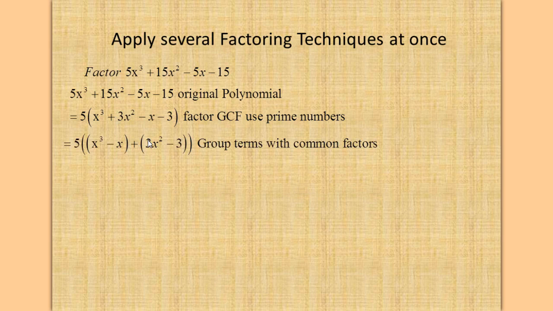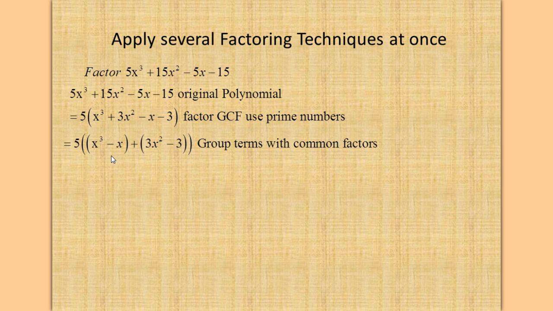Now, what we're going to do is we're going to group our common terms. Okay? So we see x cubed and x. We group that with x. And we see 3x squared minus 3. We group that with 3. And this may take you a little time to figure out which terms to group together. But you'll come out with the same thing. So, okay, now let's factor again.